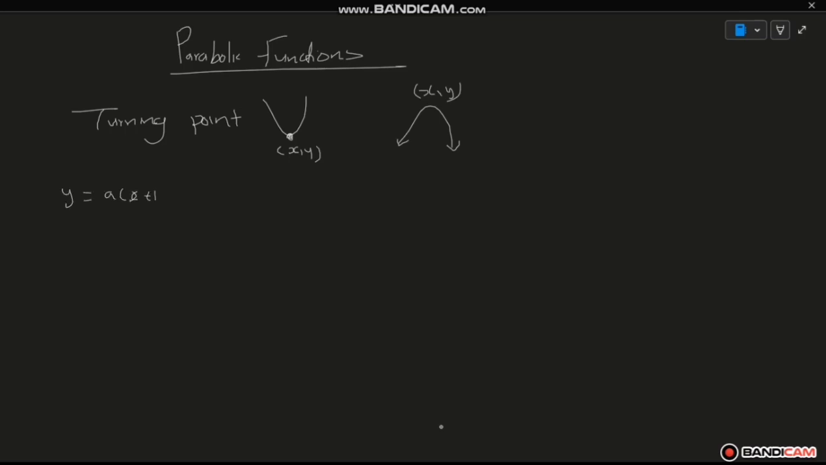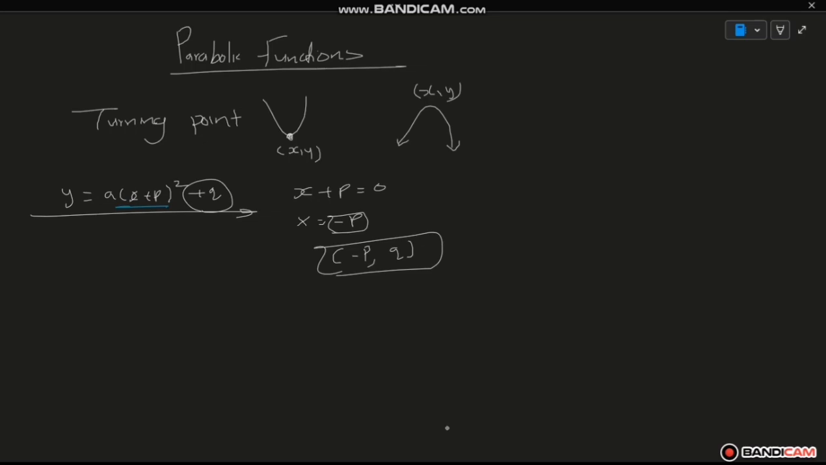Then y equals a into (x plus p) squared plus q. For you to find the turning point, you just take what is inside the bracket, then you equate it to 0, then that will be the x coordinate of the turning point. So x equals negative p, that negative p is the x value of the turning point. You write it negative p, then you take q as it is. So now you're done. This becomes the turning point of this graph. I hope that makes sense.